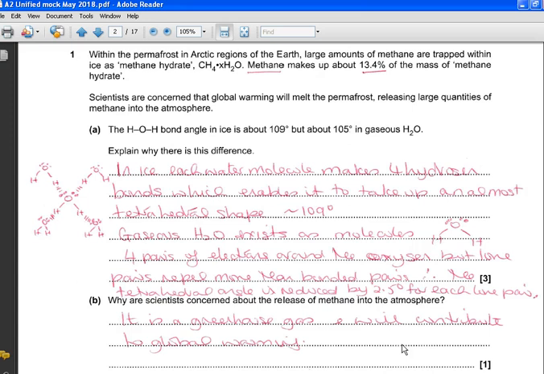Whereas in gaseous water, you've just got the water molecules individually on their own. So the lone pairs are going to have an influence on the shape. Again, still based on the tetrahedron, but because there are 2 lone pairs, each lone pair reduces the bond angle by 2.5 degrees. So you're given 2 bond angles there, 109 degrees, which will be the one that's in ice, and 105 degrees-ish in gaseous water.